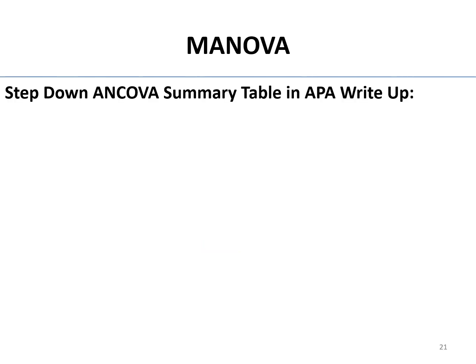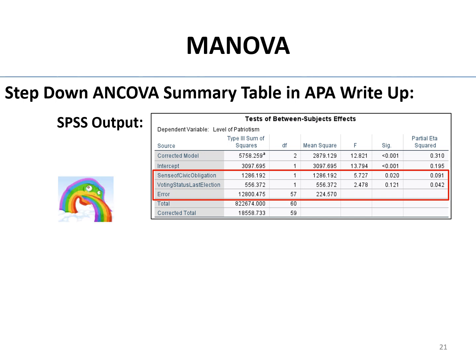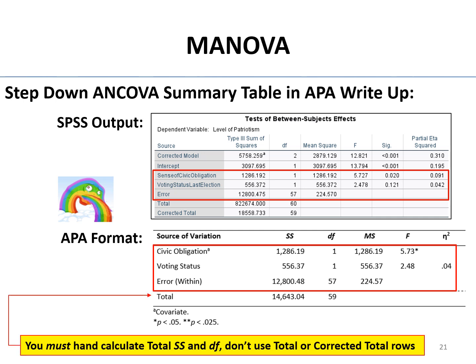So finally, the step-down ANCOVA usually goes into an ANCOVA summary table in your APA write-up. You don't put all this stuff in the text. So you take that SPSS output from the ANCOVA, and you need those 3 rows, and you put them in APA format. Do note that for the bottom row for total, you have to hand calculate the sum of squares and degrees of freedom. You can't really use the total or corrected total rows. So that's MANOVA. Hopefully that makes sense. And now let's go do one.